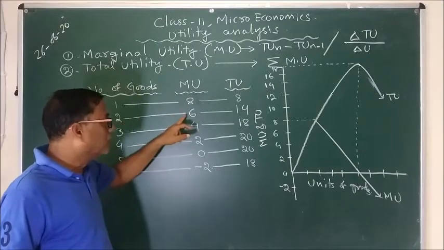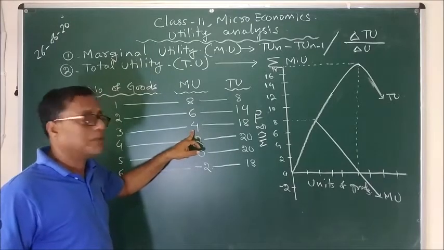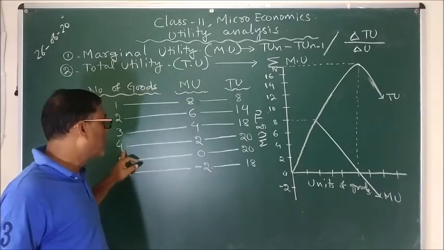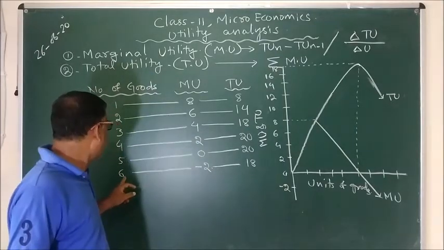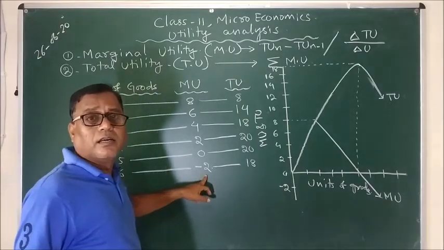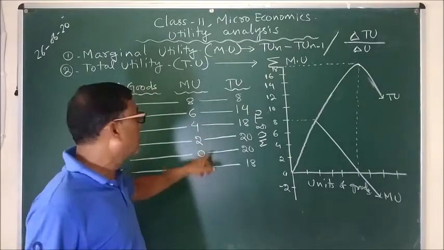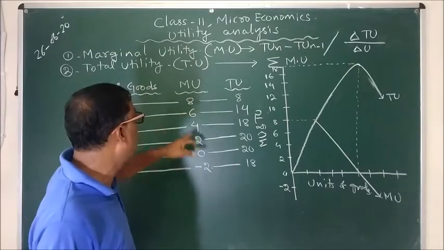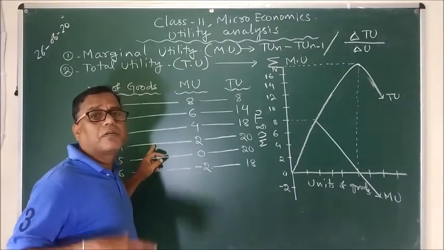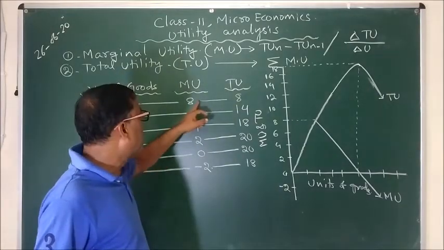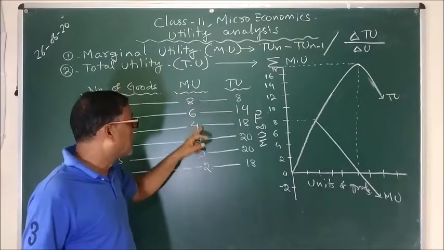From the second banana we are getting 6 utils of utility. From the third banana we are getting 4 utils. From the fourth banana we are getting 2 utils. From the fifth banana we are getting 0 utils, and from the sixth banana we are getting negative utility. So what we can conclude is that, as we go on consuming unit after unit of a particular good, the resultant utility derived from it goes on falling.